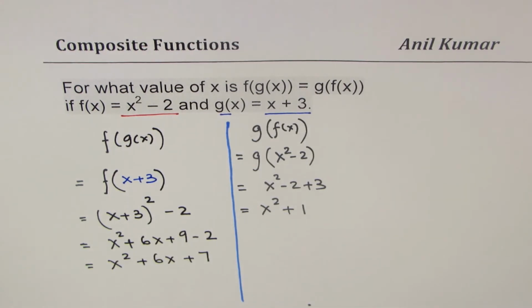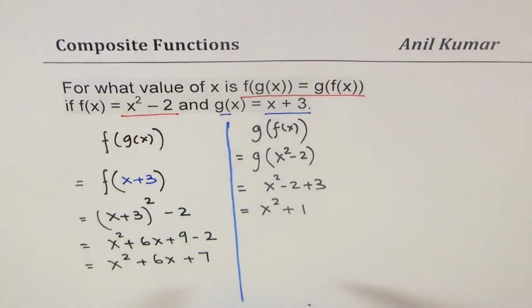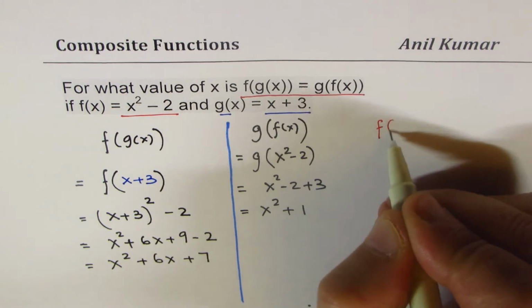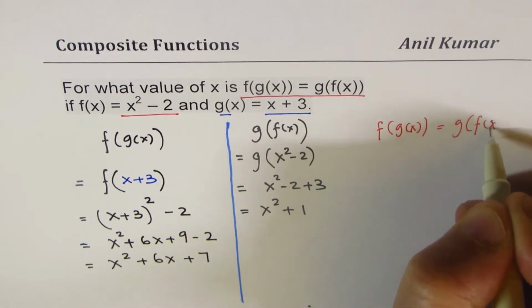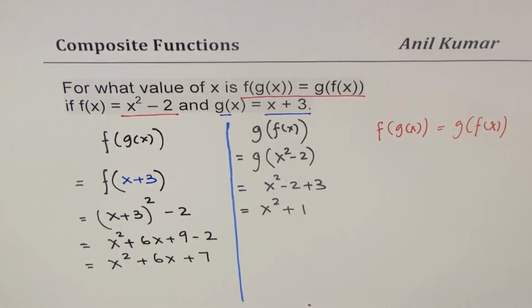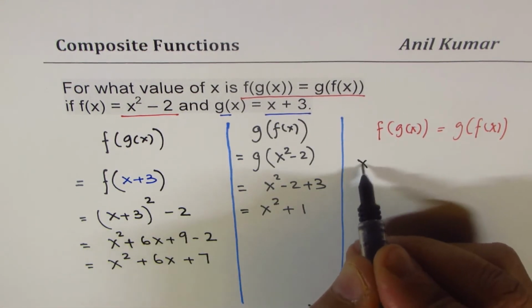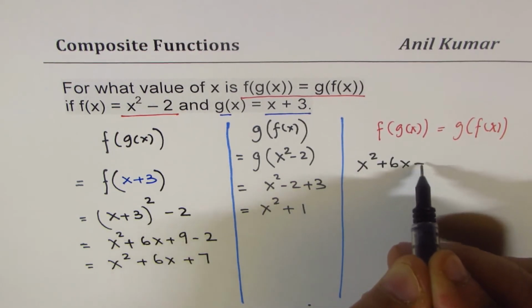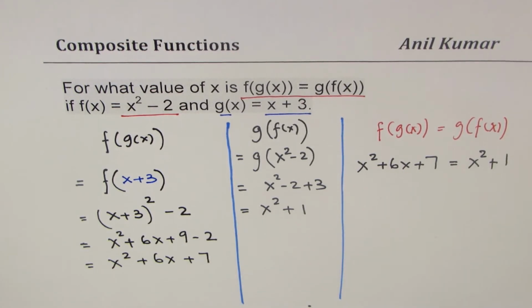Now what do you need to do? You need to figure out the value of x for which both are same, right? So you need to find when f of g of x equals g of f of x. So let's equate these two and get our solution. I hope the steps are absolutely clear. You can finish it off. So we have here x squared plus 6x plus 7 equals x squared plus 1. So we are just equating these two.